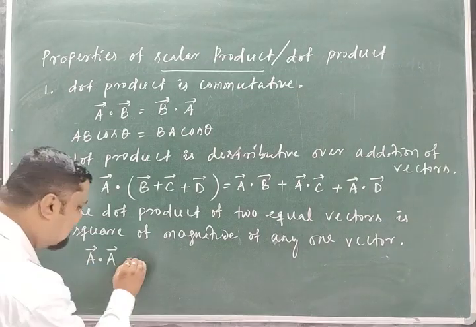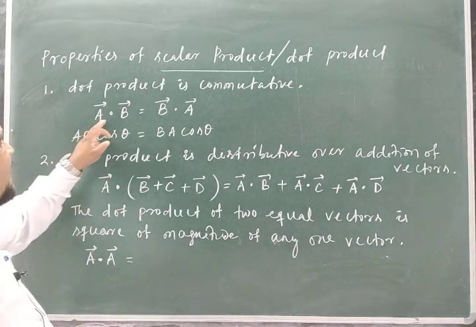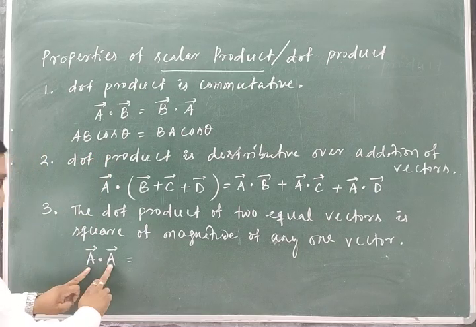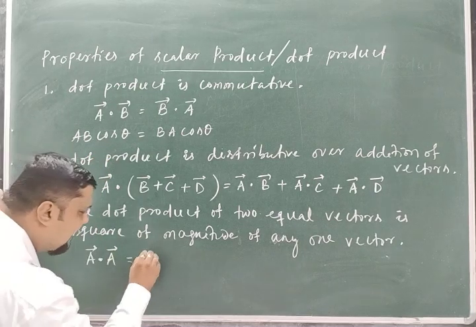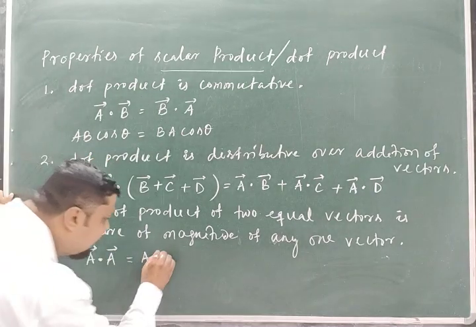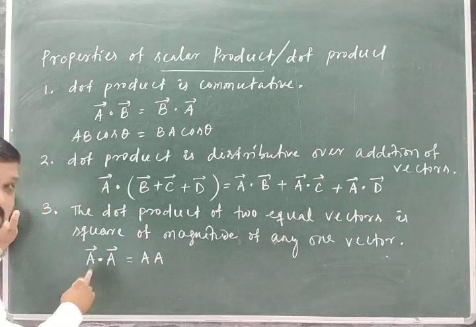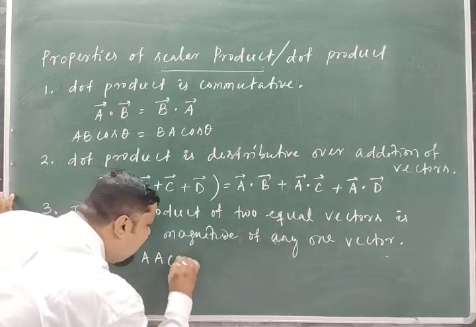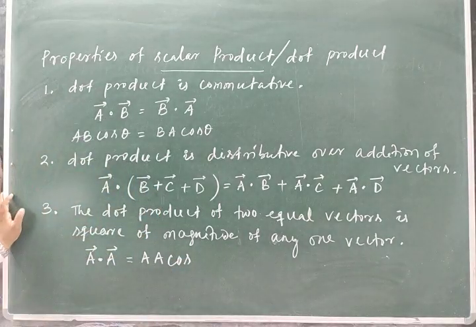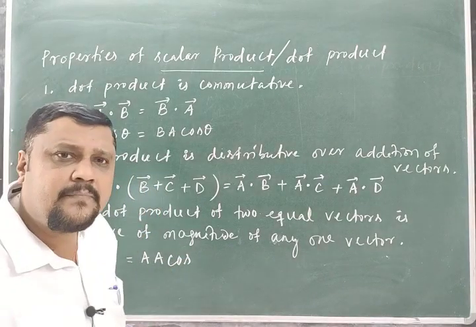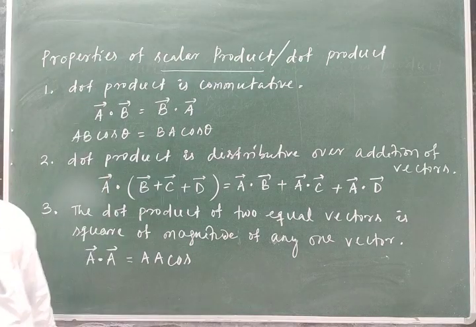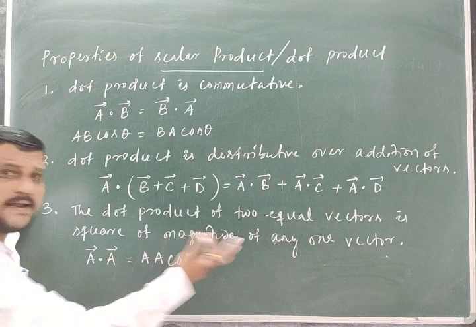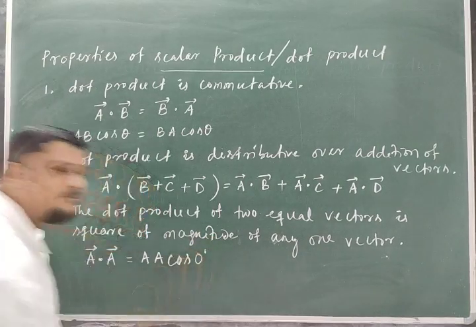This is equal to, go to your formula, A dot B is equal to AB cos theta. So A dot A means the magnitude of A and the magnitude of A, the magnitudes of the two vectors, and cosine of the smaller angle between them. What is the cosine of the smaller angle between them? A and A, both are in the same direction, 0 degree.